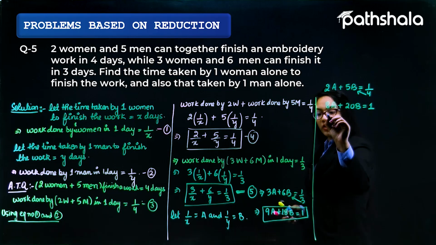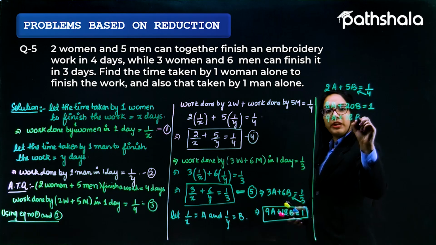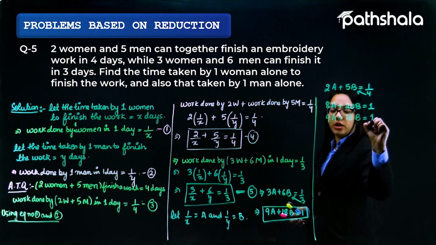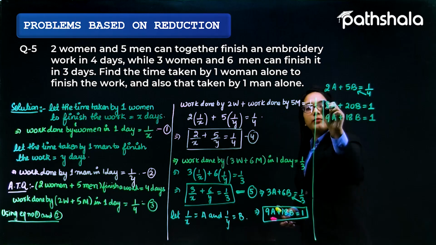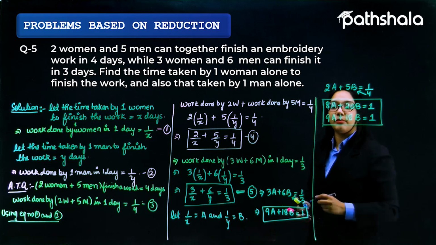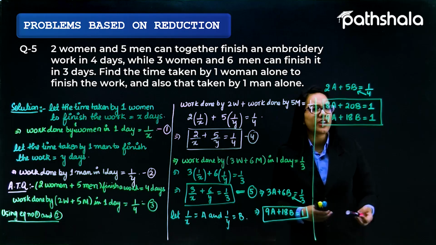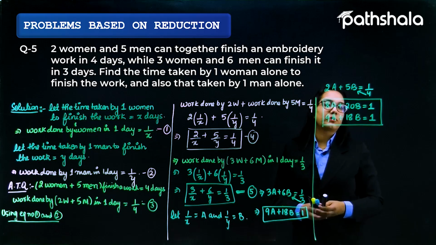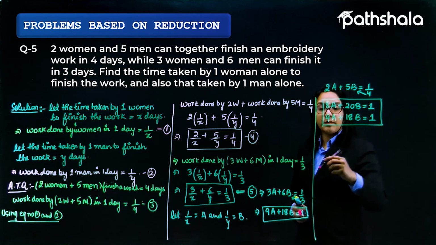Let us suppose I'm writing it over here: 9A plus 18B, which is equal to 1. So now I have to solve both of these equations to find out the value of capital A and capital B. So let's just start solving these two equations. We can solve these equations by any particular method. Let us suppose I'm using the cross multiplication method.